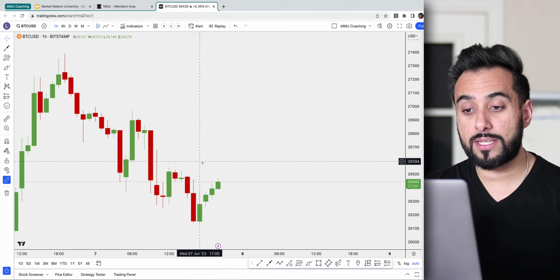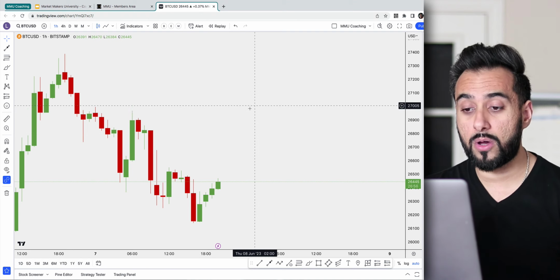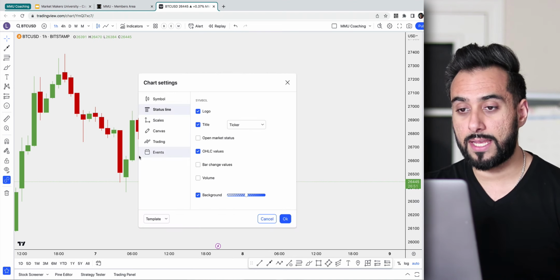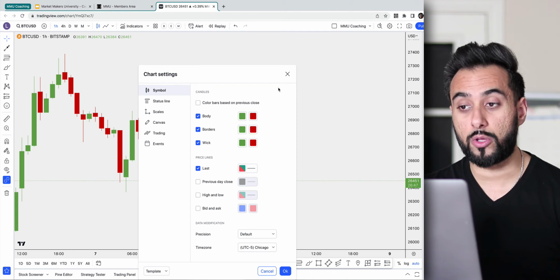Now, these Japanese candlesticks can be any colors. They can be white and black, sometimes filled in or hollow, or even red and green like this. If you're on TradingView, just simply change that. Just go to settings and go to where it says symbol, and then you can just change the colors to whatever you like.